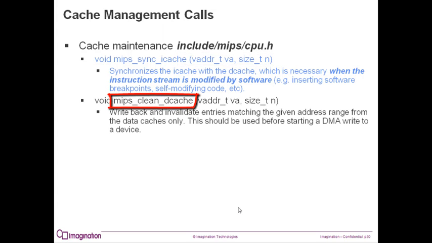The MIPS clean dcache is ideal for use prior to starting a DMA that writes out to a device from main memory. It will ensure the memory contents have been updated and in sync with the cache for the designated memory range. It takes two arguments, the virtual address of the data to start with and the number of words to flush.